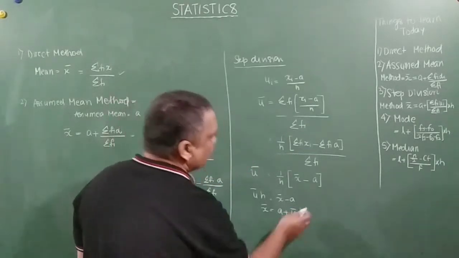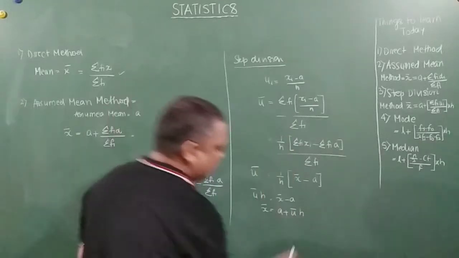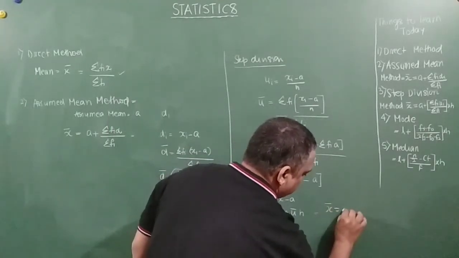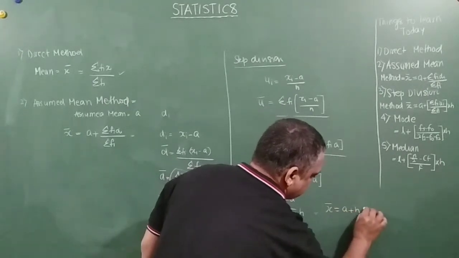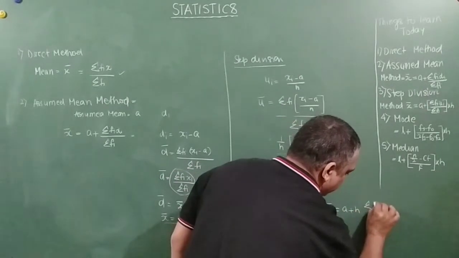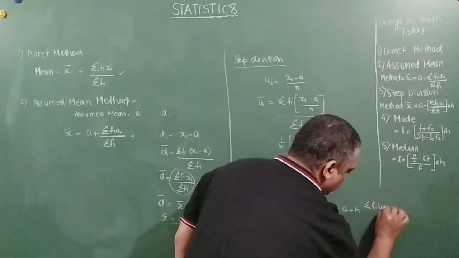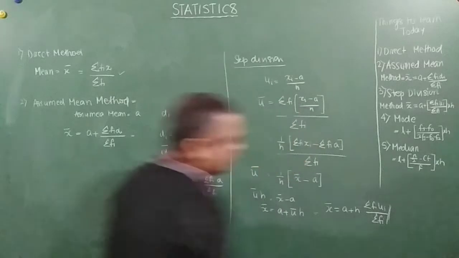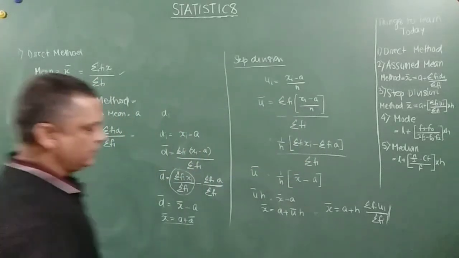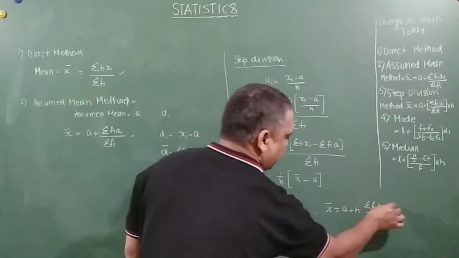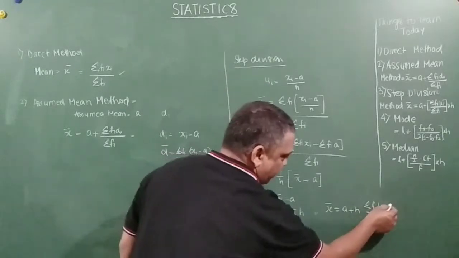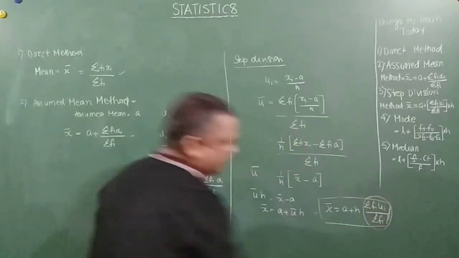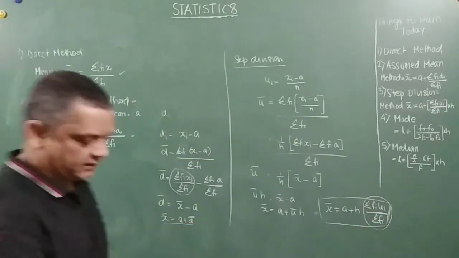right? Now what is u bar? u bar can also be written as x bar is equal to a plus h times u bar, and u bar is nothing but sigma of fi ui divided by sigma of fi, and this is your formula, right? You can leave it here also, or you will require this term when you are solving it, right, friends? So these are the three methods.